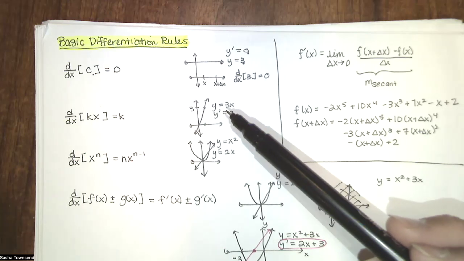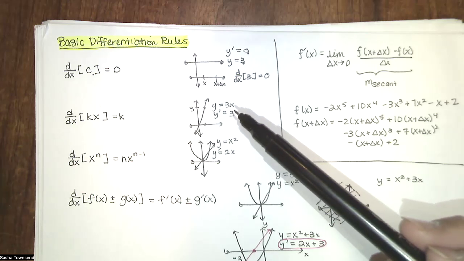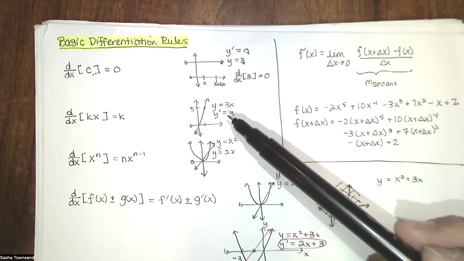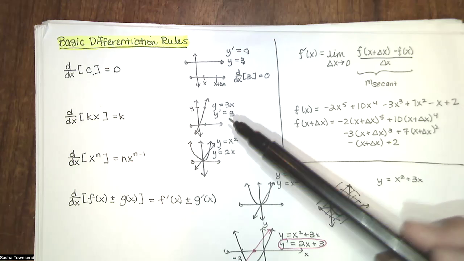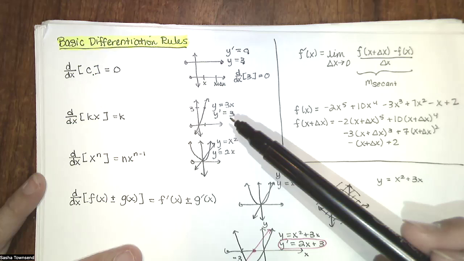which is exactly what we get when we look at the equation of the line and we say, what's the slope of a linear function? Y equals mx plus b has a slope of m. We've learned that before, so we know that the answer is 3.